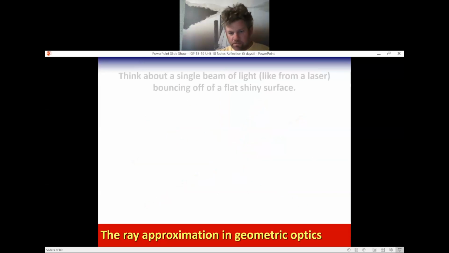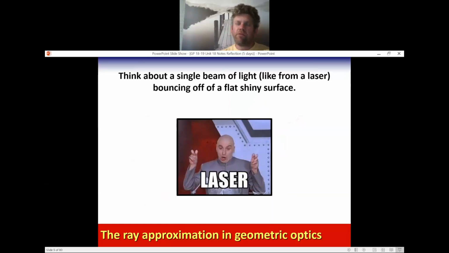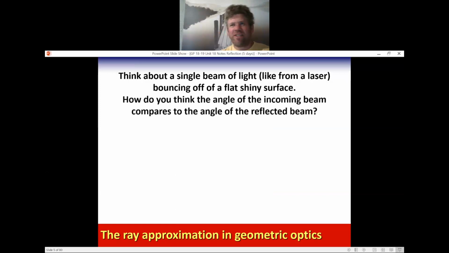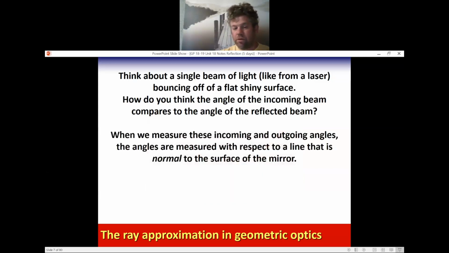I want you to think of just a single beam, because a light bulb gives us all kinds of light beams. Think of it like a laser, like my green laser that I used a while ago. We're going to bounce it off a shiny flat surface, like a mirror, a CD, water, or metal. We asked, what do you think the angle of the incoming beam compares to the angle of the reflected beam? It should come in at a pretty similar angle as it goes out, right?